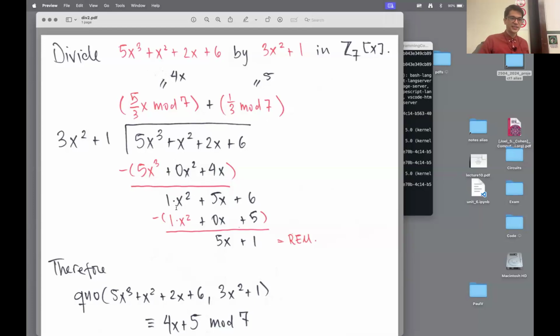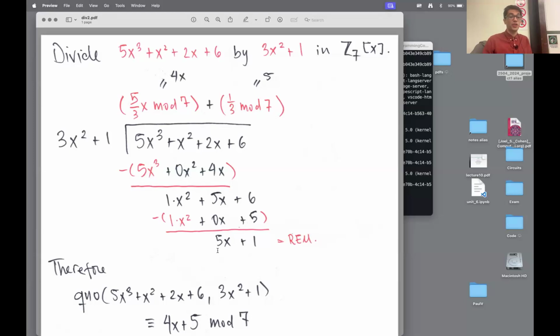Now we have to get rid of this x squared. So the question becomes, what do I multiply 3x squared by so that its difference with x squared is 0? Well, it's x squared divided by 3x squared. The x squares cancel. We're left with a third mod 7. We just learned that the inverse of 3 mod 7 is 5. That's why 5 goes there. So 5 times this is 15x squared, which is 1x squared mod 7. Then we get 0x, then we get 5, and their difference gives 5x plus 1.